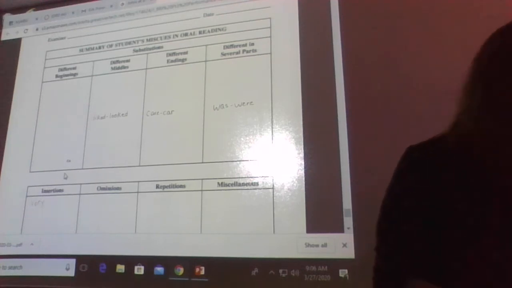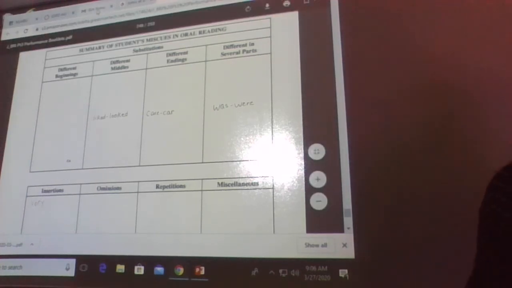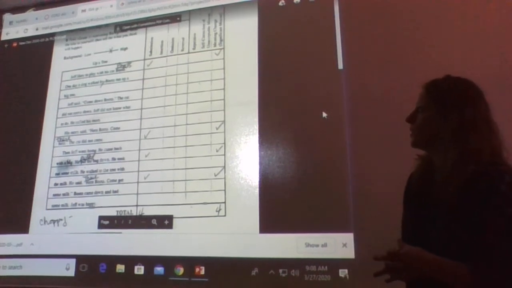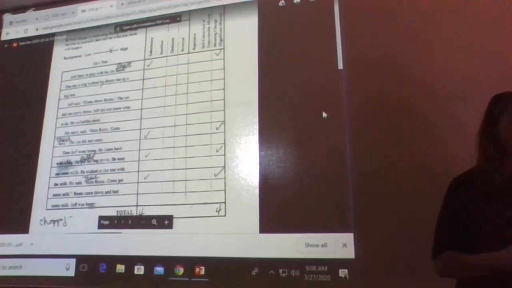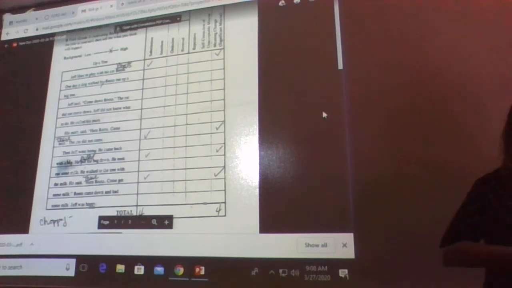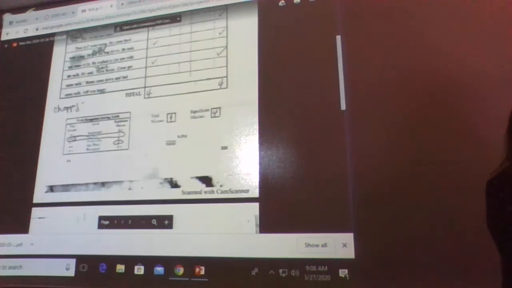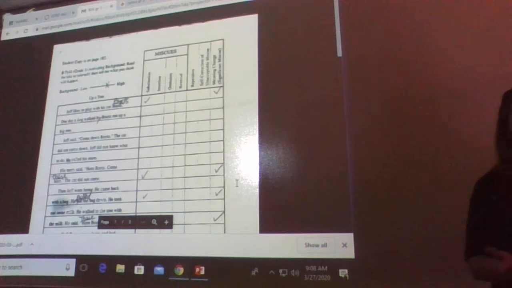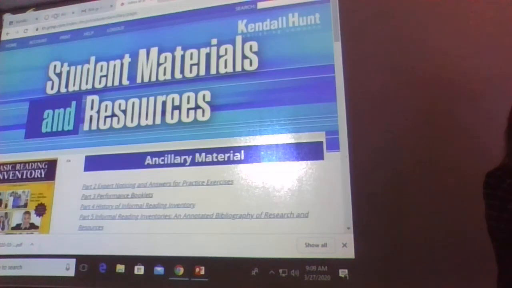For the second passage, his errors were boats for boots, and that was a substitution with a meaning change. He said there for here, substitution meaning change. He said pulled for put, and he again said there for here. So that gave him a total of 4 errors, and all 4 were significant, as you can see. And then there were some notes here that he was choppy. And these examples are, again, in Canvas for you to view.